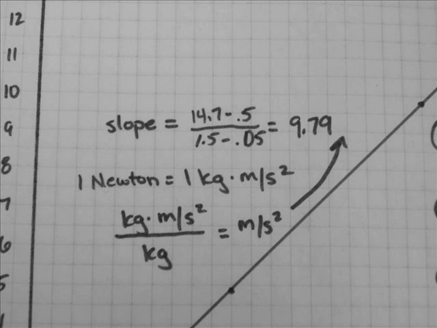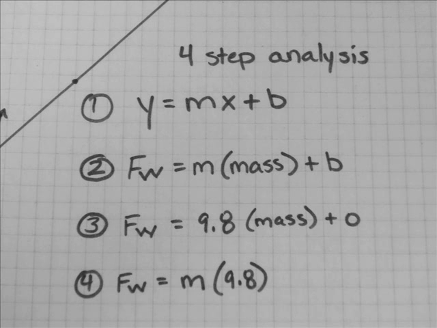The y-intercept is easy. It was 0. To find your slope, well, you know how to do that. Just rise over run. And so our slope came out 9.79 meters per second squared. Step 4, simplify and form a general equation. Our general equation said that the weight is equal to mass times 9.8.